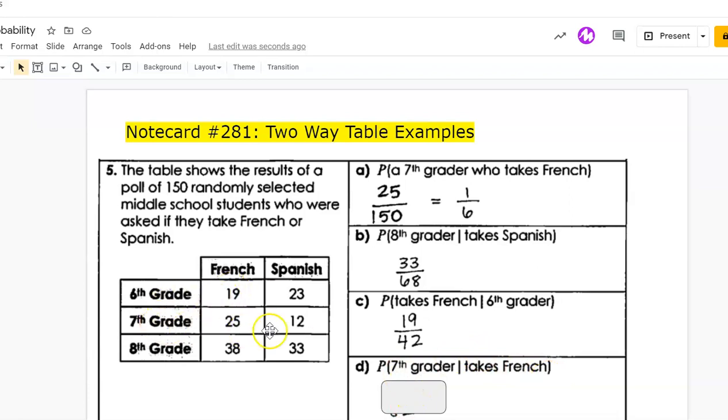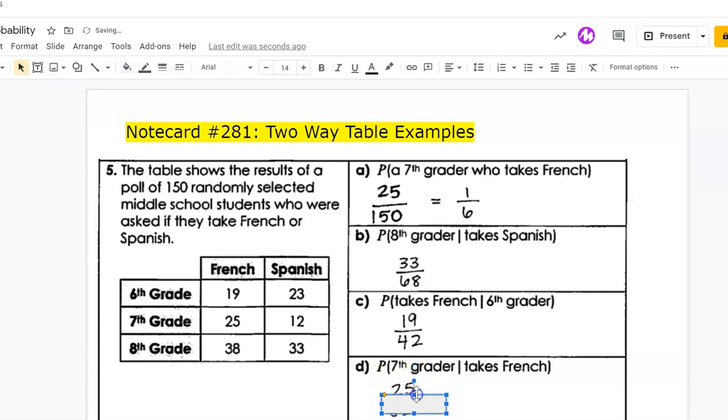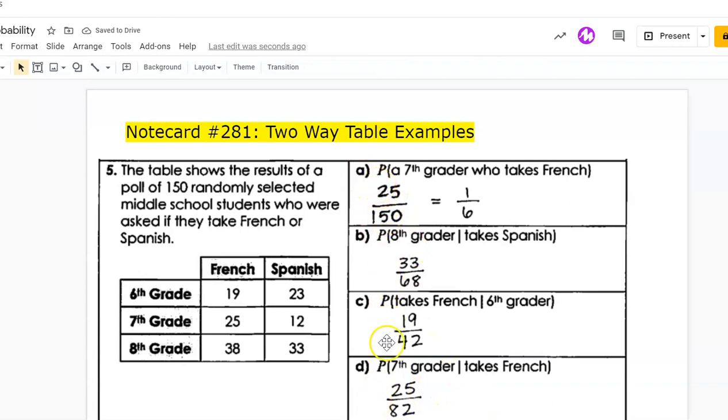So 7th grader French, there's 25 of them, and it needs to be out of the kids that take French. So that's 19 plus 25 plus 38, which is 82. So 25/82. So if you look, A and D are different questions, even though they both talk about a 7th grader and taking French, okay? Part A didn't say given that. Part D did. So I hope you see the difference. So pause me and finish up note card 281.